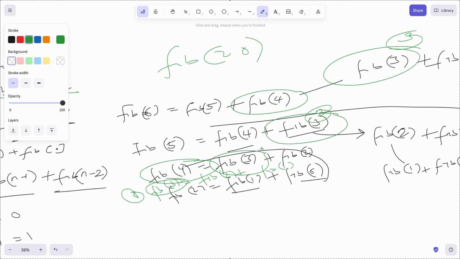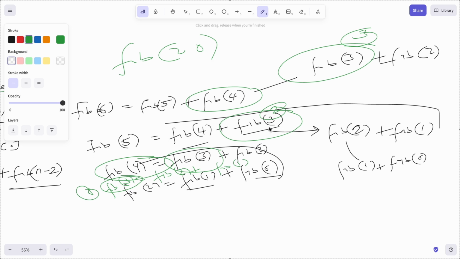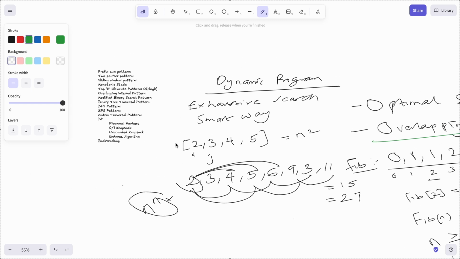We'll see you guys in the next video, where we'll be talking about the first dynamic programming pattern, which is the Fibonacci numbers pattern.